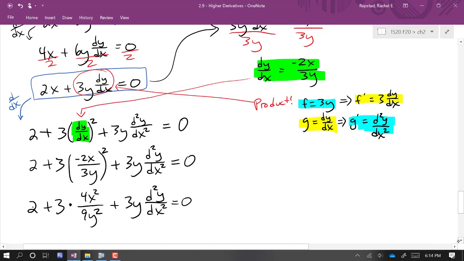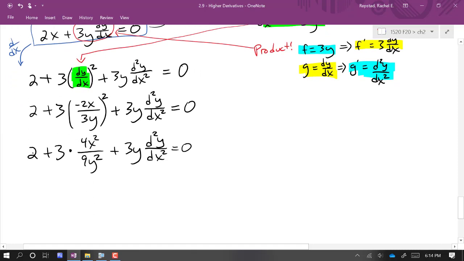And we could isolate the second derivative, but what I'm going to do first, I think, is a couple of things. One is, I'm going to reduce this fraction, so 3 goes into 9 3 times. And before I isolate the second derivative, I'm going to look at this and just say, well, we've got this equation with fractions. I'm going to clear denominators first. I think that'll just make it a little simpler.